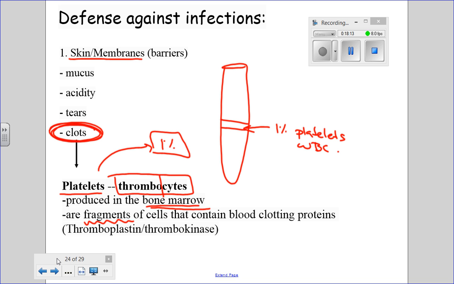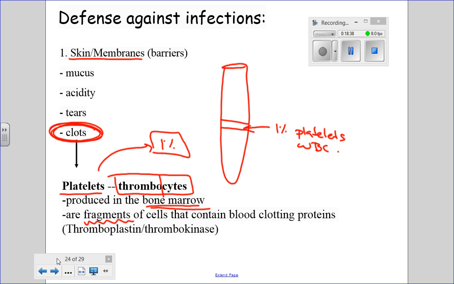So we can get an infection, but our body will try to prevent it. First, because of your skin, and in conjunction with your skin and membranes, blood clots. Since it has to do with blood specifically, make sure that you know the word thrombocyte. I would definitely use it. And recognize that it's produced in the bone marrow, just like red blood cells.